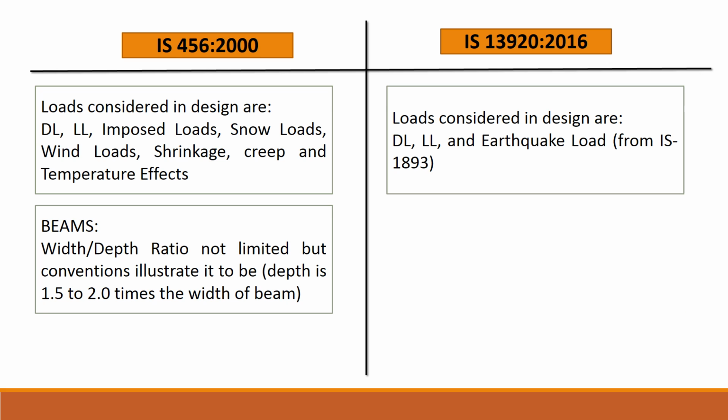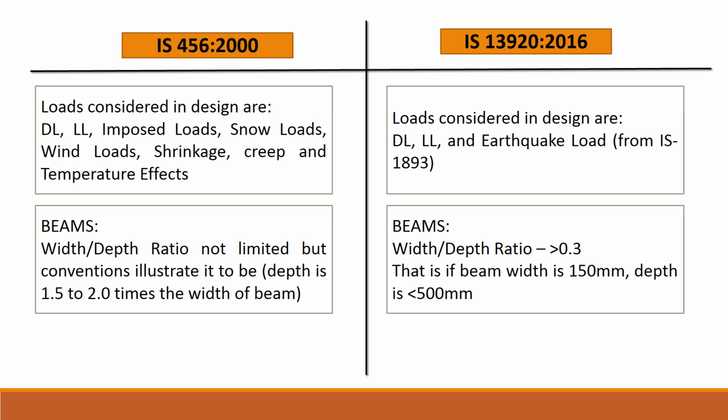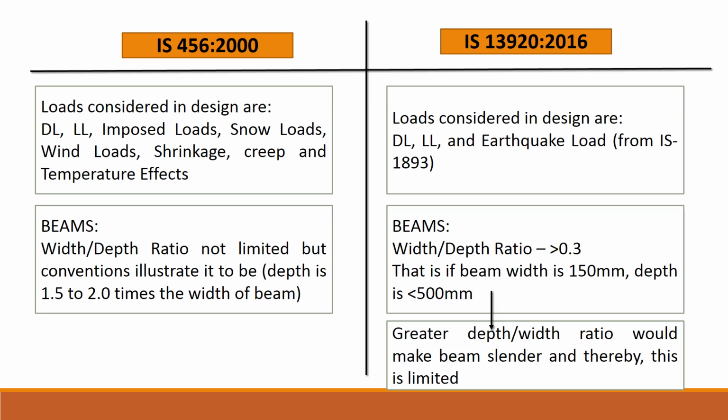With IS 13920, the beam width to depth ratio should be greater than 0.3. That is, if the beam width is, for example, 150 mm, the depth would be less than 500 mm. This is the restriction being placed here, because the greater the depth to width ratio, the more slender the beam becomes, and that is not recommended for ductility design.